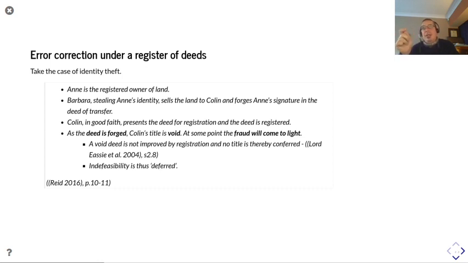The point being here that a register of deeds is harsh. If Colin at some point sold that land over to somebody else, the original deed from Anne to Colin was still void, and so all of those chained down deeds after Colin would also be void. So the land would stay with Anne, irrespective of downstream transactions.